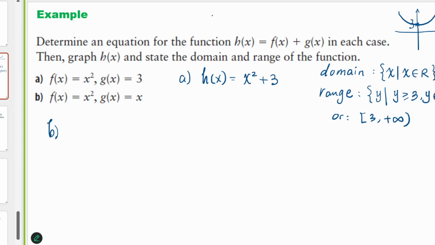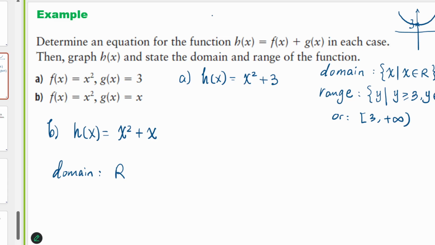Now you should be able to do b, right? h(x) equals f(x) plus g(x). So what's f(x) in this case? f(x) is x squared. What is g(x)? g(x) is x, right? So that's the expression of h(x). Again, this is simply a quadratic function. What is its domain? There's no restriction for the input x, so the domain is also the real number set R, right?